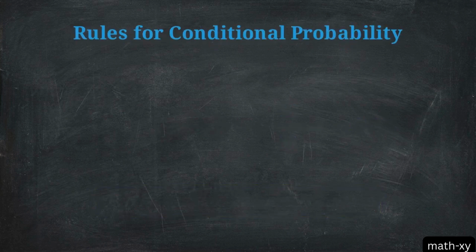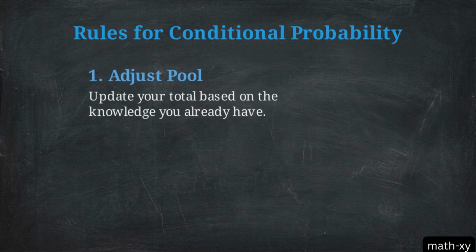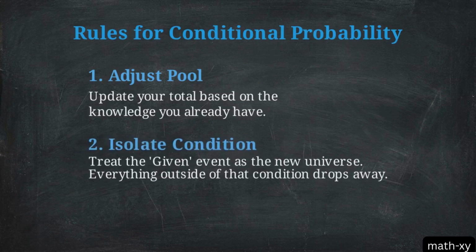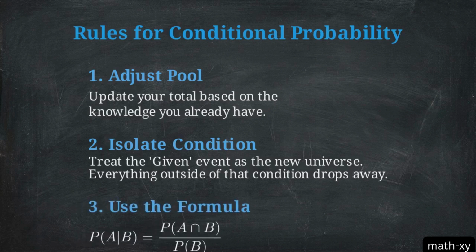To ensure you execute this properly on an exam, keep these 3 rules in mind. First, look at this list. Rule 1 is to always update your total based on the knowledge you already have. Rule 2, treat that given event as an entirely new universe of possibilities. If the problem states a condition has been met, everything outside of that condition drops away. And Rule 3, memorize the official formula to map your variables securely.